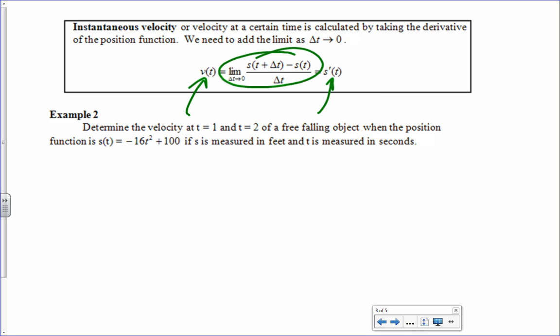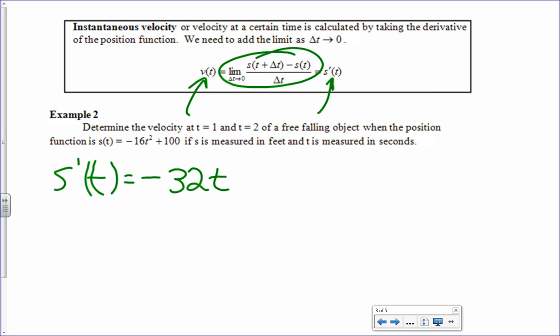Well, here we go. Let's determine the velocity at 1 and 2 of a free-falling object when the position function is that. Well, what do we have to do? If we need velocity and we have position, we need to take the derivative. Now, we have a choice. We can use the definition right up there, or we do have some shortcuts, right? We're going to opt for shortcuts? Okay. So our shortcut, what rule will I be using here for my shortcut? Not product. No, I wouldn't. I would just use the power rule. Could you use product? Yeah, you could, but it's probably a waste of your time. So we've got negative 32t. What do you do with the 100?